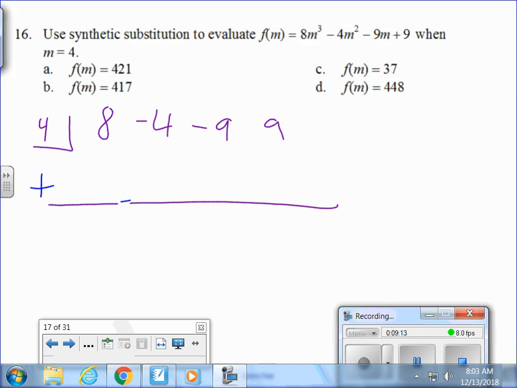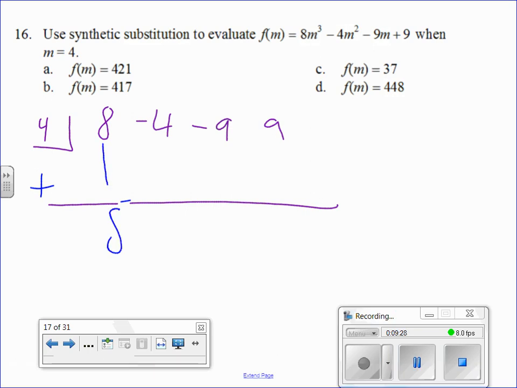Okay, class. So I set this up by putting the 4 in right here, and then you're going to take all of your coefficients, and you're going to line them up, and then you're going to do synthetic division. So first you're going to take this 8 down, and then multiply it by 4, which will be 32. Okay, and then it'll be 28.